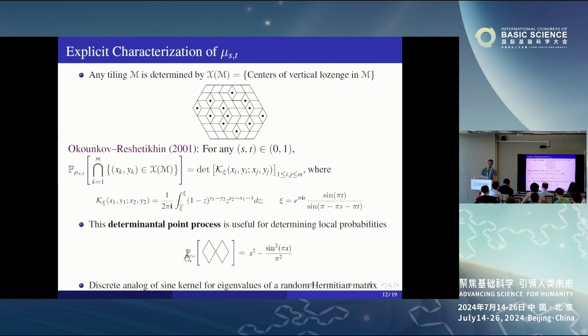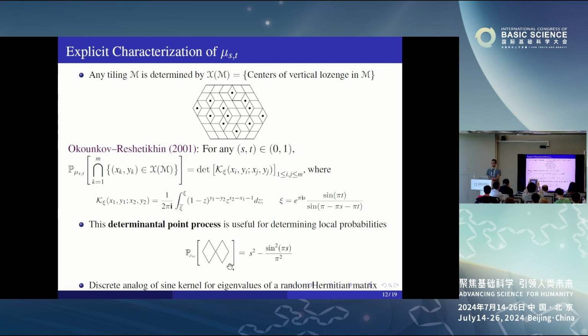In particular, if I want to compute that picture that I had drawn over there, I'm basically computing the probability that I have two vertical lozenges right next to each other. Okay, well that's just this probability with m equals 2. (x1,y1) is say (0,0), and (x2,y2) is (1,0). So I can just plug it into this formula now. On the right side, I get a 2 by 2 determinant, and the answer will be s squared minus sine squared of πs over π squared. And if you plug in s equal to a third, you'll get exactly the answer that I advertised before of 1/9 minus 3/(4π²). So that's how you get that answer from the previous slide.